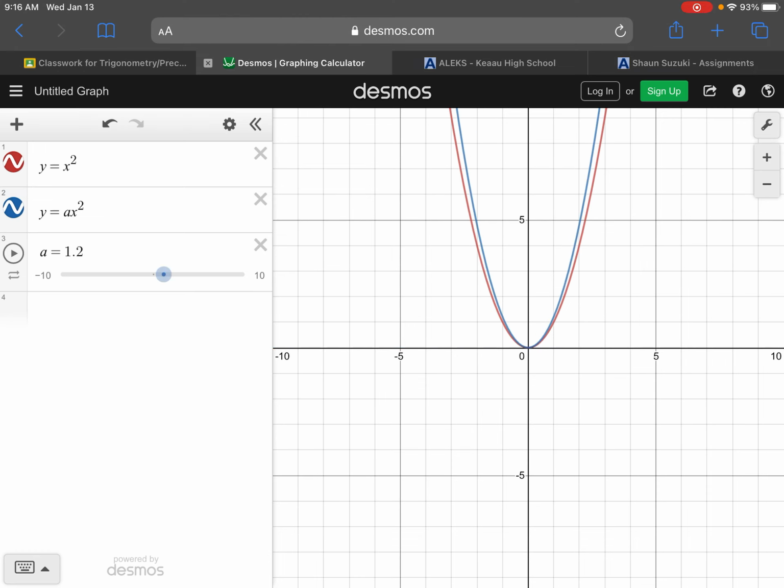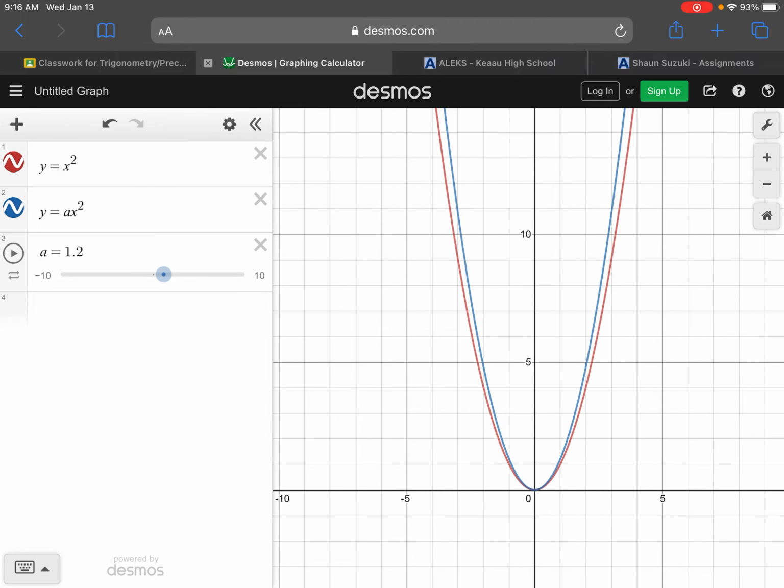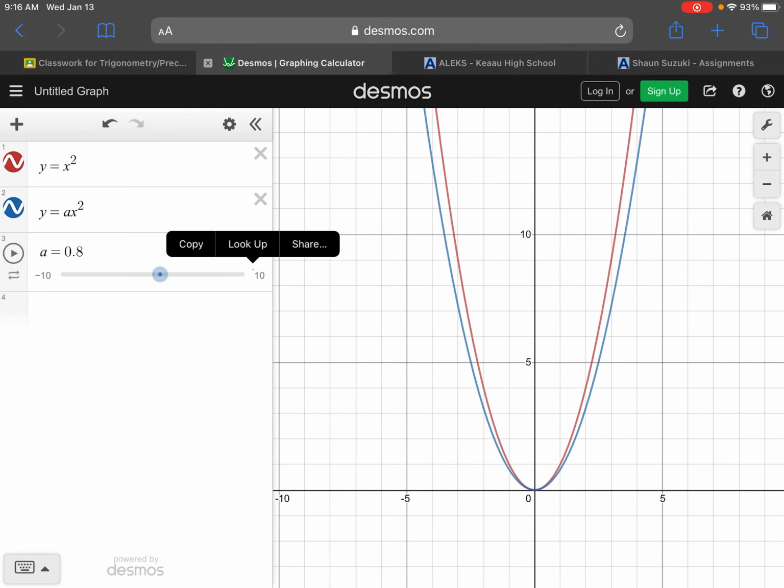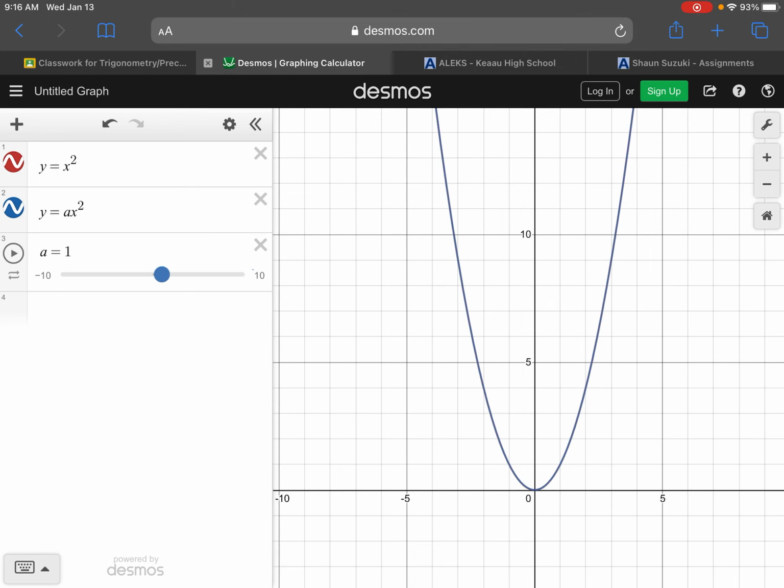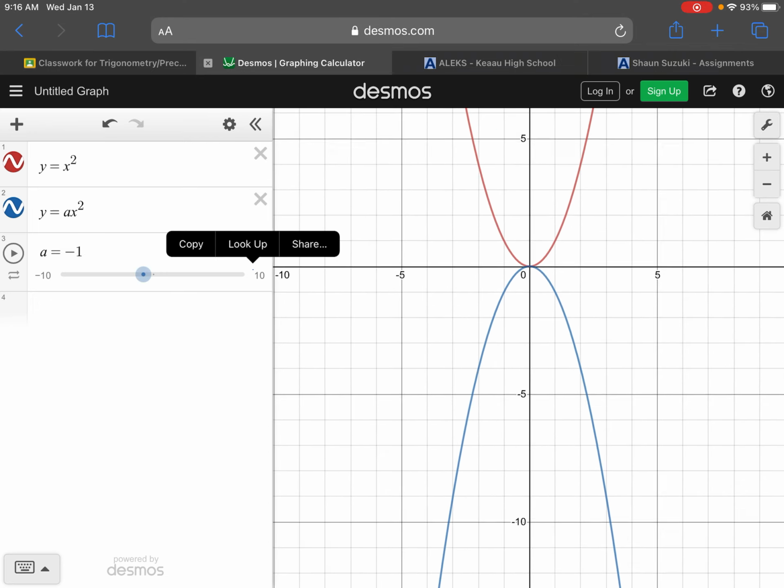This is one of the cool things about Desmos. Let's move this graph down a little bit. If a is 1, it's overlapping the red graph, meaning it's the same graph as x squared. It makes sense, because if a is 1, then 1 times x squared is just x squared, so nothing changes. Now notice if we make a negative, I'm going to pull this slider to when it's negative. Notice that it's the same graph except it's flipped upside down.